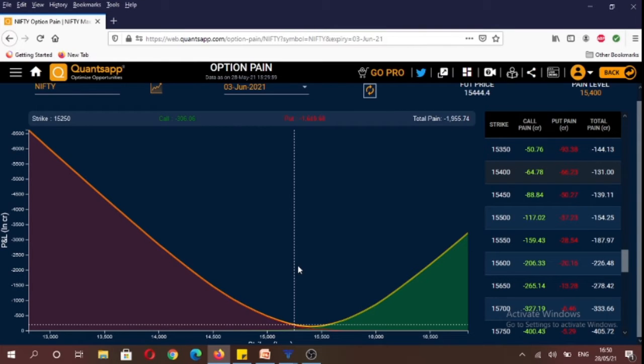The max pain level for 3rd June weekly expiry contract is currently at 15,400 levels. So if the market was to expire at 15,400 on 3rd June, in that scenario, call and put option buyers will suffer huge losses, as on expiry a large percentage of options expire worthless, and option writers at 15,400 strike would make profits if the market was to expire at the max pain level on 3rd June.